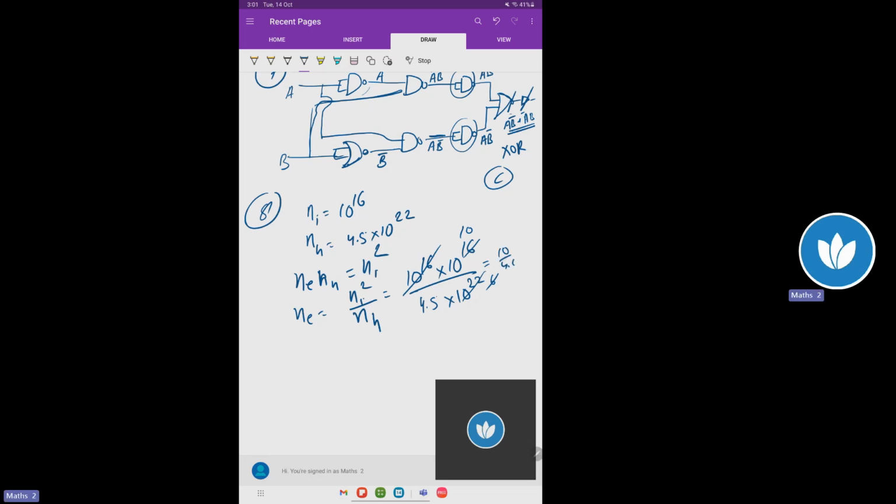10 by 4.5 into 10 raised to 9. This is 2.2 into 10 raised to 9. Option C.